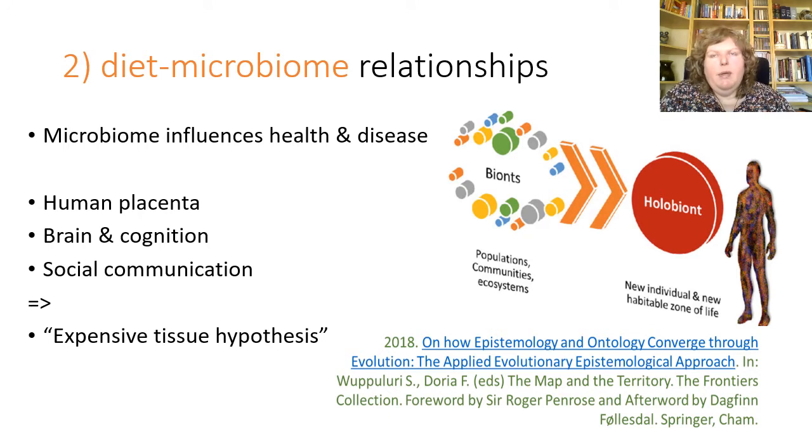Now, another way whereby reticulate evolution has played a very significant role in human evolution is through our diet microbiome relationships, which are also symbiotic relationships that we maintain with our microbiome and our viriome. And so we know that our microbiome has played a very significant role in the evolution of the human placenta. We know that bacteria have an impact, our microbiome has an impact on our brain and on cognition, and it also impacts social communication. And so we are all holobionts.